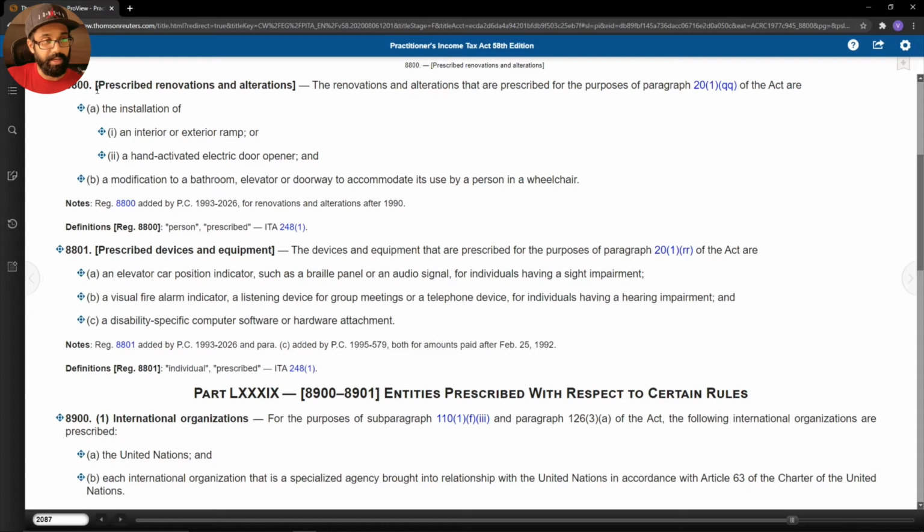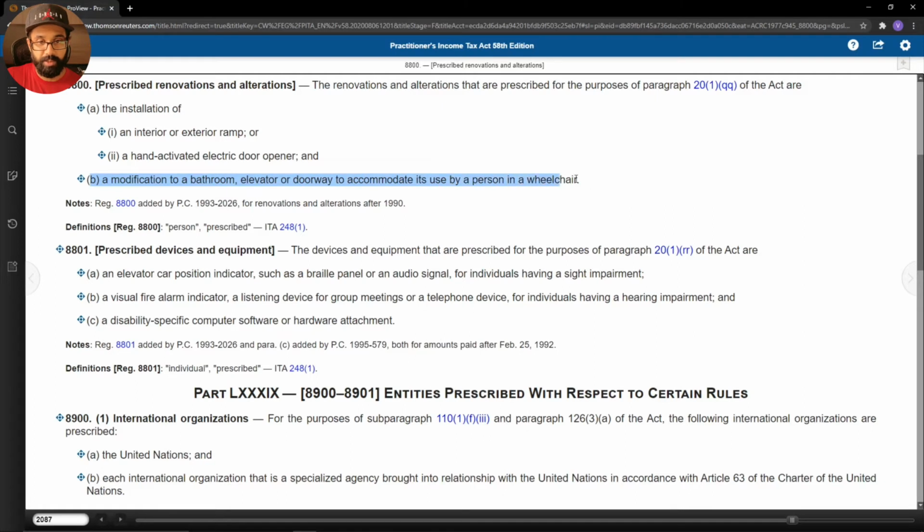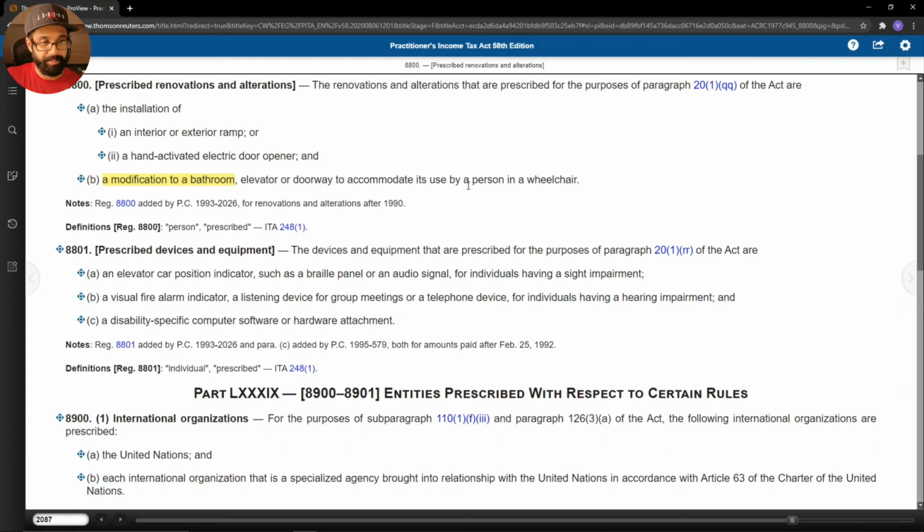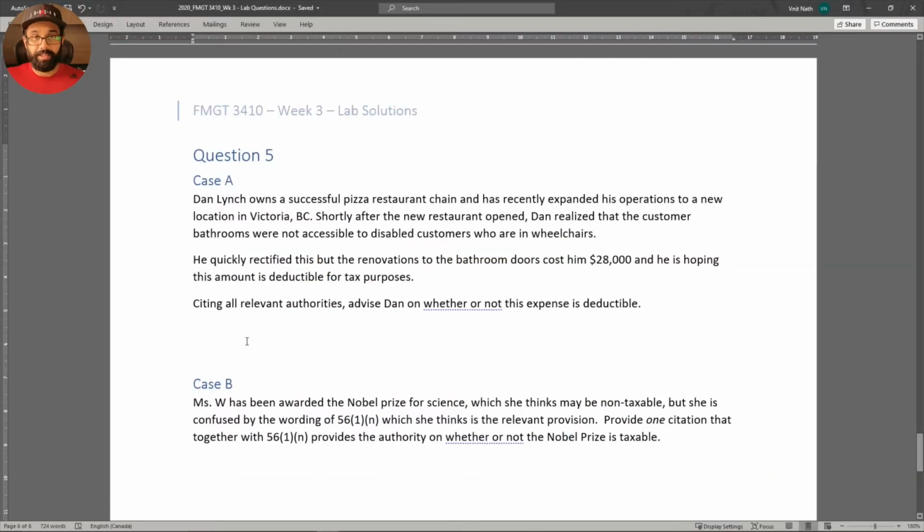And we can see under Regulation 8800 that the renovations and alterations that are prescribed for the purposes of paragraph 20(1)(qq) of the Act are, and then you could read all of these. The ones that we are interested in is paragraph B, a modification to a bathroom, elevator, or doorway to accommodate its use by a person in a wheelchair. And if I recall correctly, the taxpayer made a modification to a bathroom. So now we're in a good position to try to answer this question.